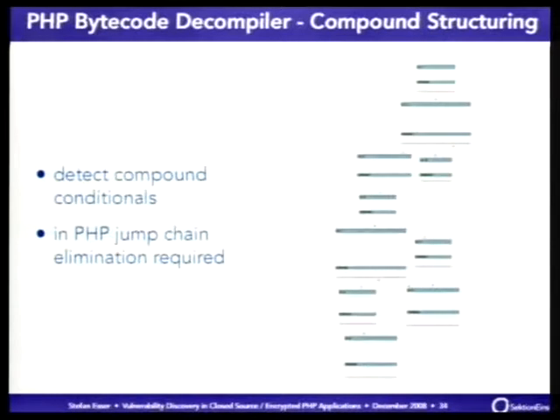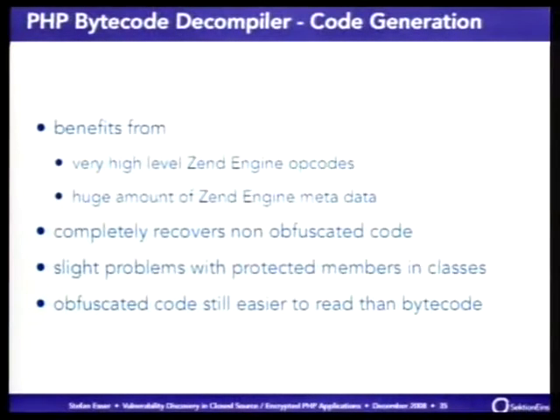The last thing is that you detect compound conditionals, which requires PHP jump chain elimination, otherwise the algorithm doesn't work. It's not so interesting. Actually, I'm running out of time, so I will try to speed up. The thing with PHP bytecode decompilation is that it benefits very much from the fact that the Zend Engine has very high-level opcodes, and there's a huge amount of Zend Engine metadata that also needs to be present within the encrypted bytecode, so you can restore a lot of things.